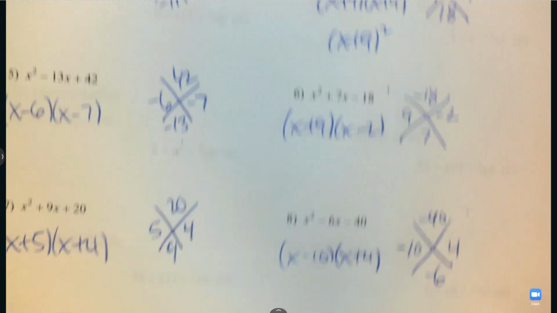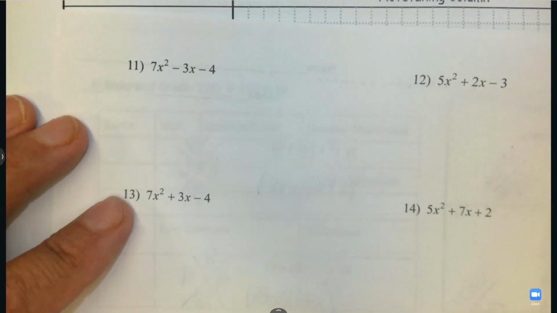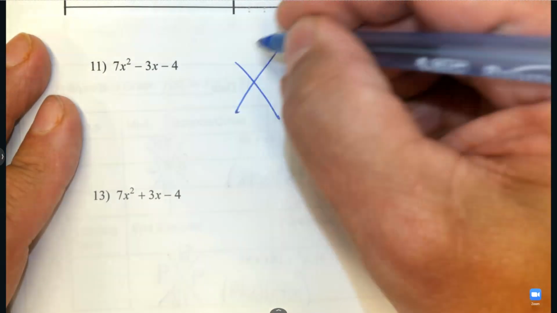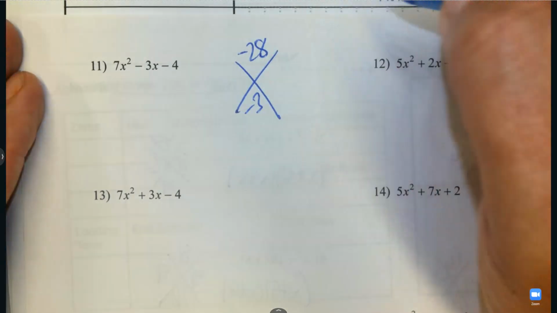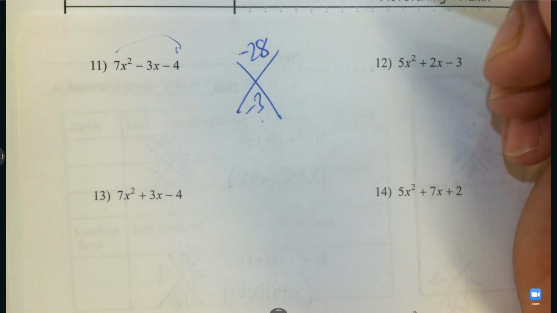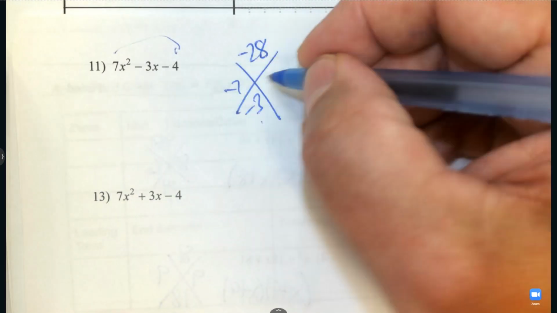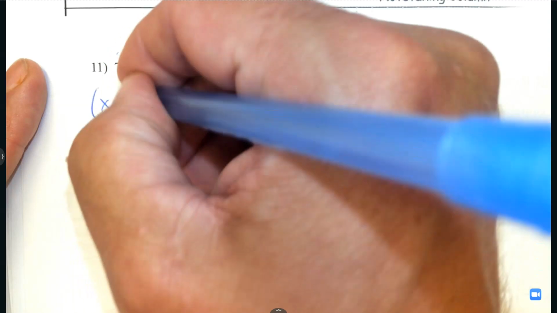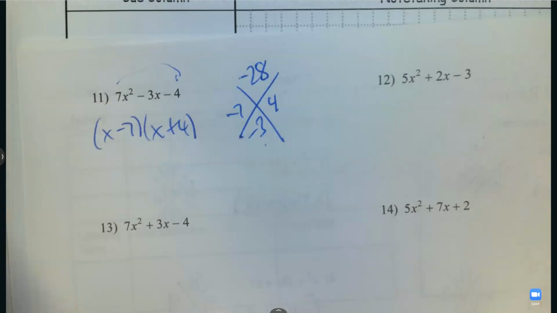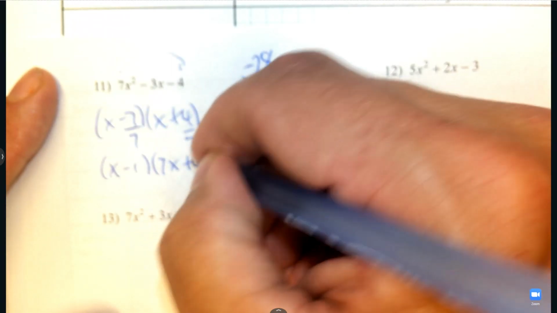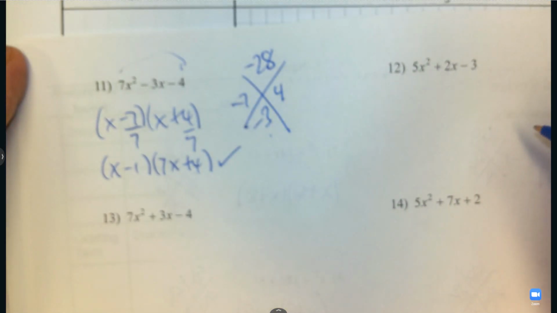Turn the page. All right, so 7 times -4, and then find the numbers that match. Press pause and try it, then press play. So the two numbers are -7 and +4. Then you divide. So press pause, and can you divide? And then make it work. So 7 divided by 7, the 7 slides in front, and you have your two factors.